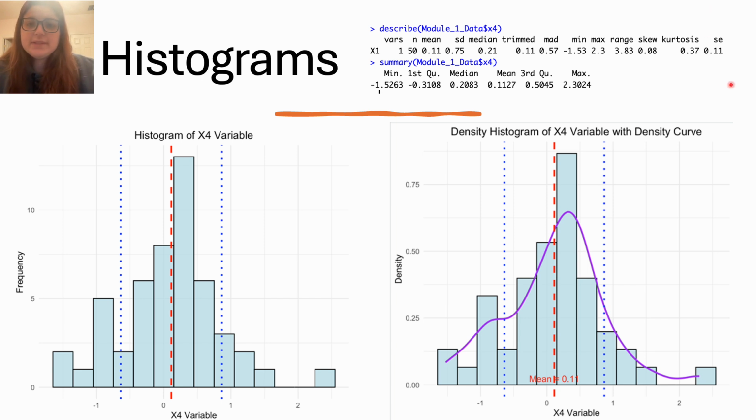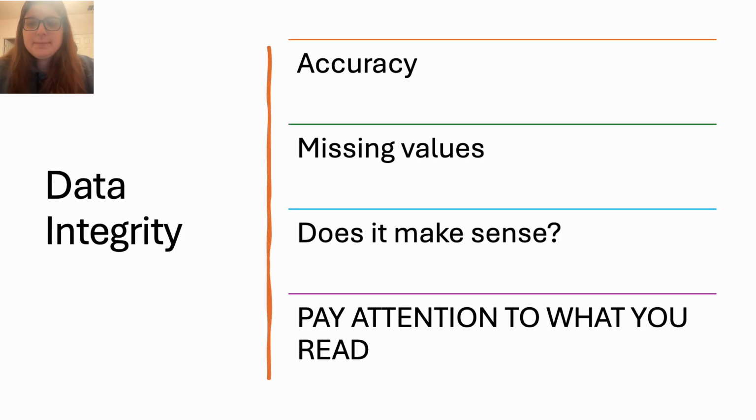And then lastly, we have this SE right here, which is our standard error. Now this is important because standard error tells us how accurately a sample mean represents the true population mean. So basically that's telling us how our data will reflect in a larger population. And the goal is always to have the smallest standard error possible, telling us that our data is as precise as possible.